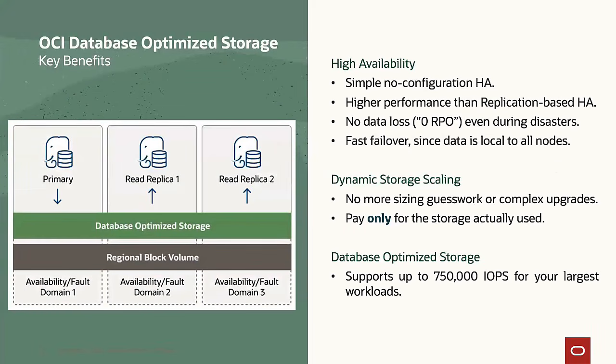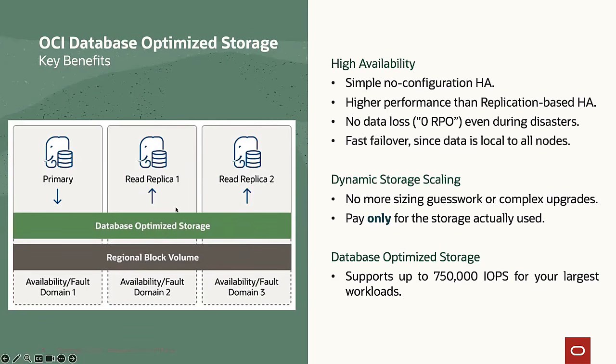So the way that our Postgres specifically differentiates: whenever you spin up a node, let's say you have your primary and you want to spin up a couple of read replicas off of that primary, other providers will have storage that is spun up as part of the read replica. So each replica will have its own volume associated to it. What we have done at OCI is what we call OCI Database Optimized Storage, where we have a single regional block volume behind your nodes in your cluster. And that's what we call the database optimized storage layer.